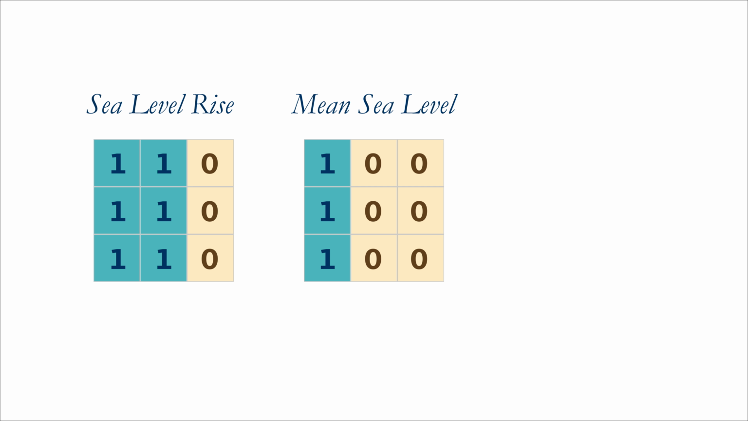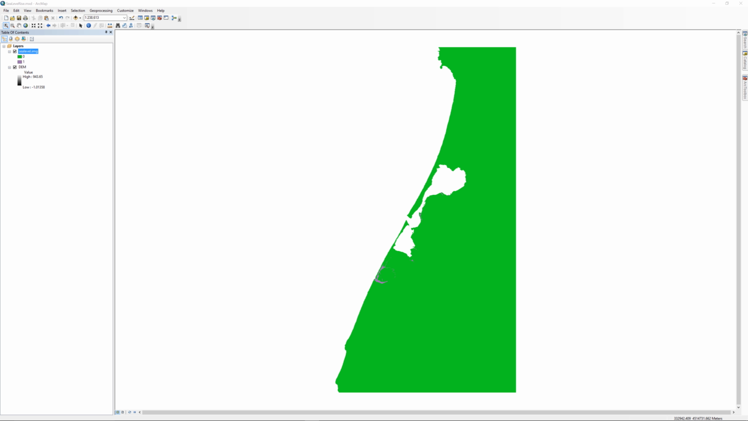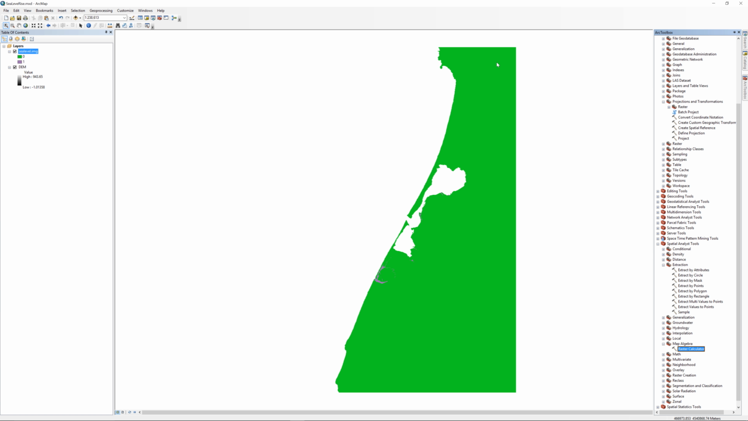Instead of using an elevation of 0 in the raster calculator, you will use higher numbers to represent the water rising to different heights. To figure out how much land is inundated by the rising water level, you will subtract the mean sea level raster from the different sea level rise rasters. The result will be a raster model representing strips of land along the coast that will be flooded by sea level rise. In ArcMap, open the raster calculator.